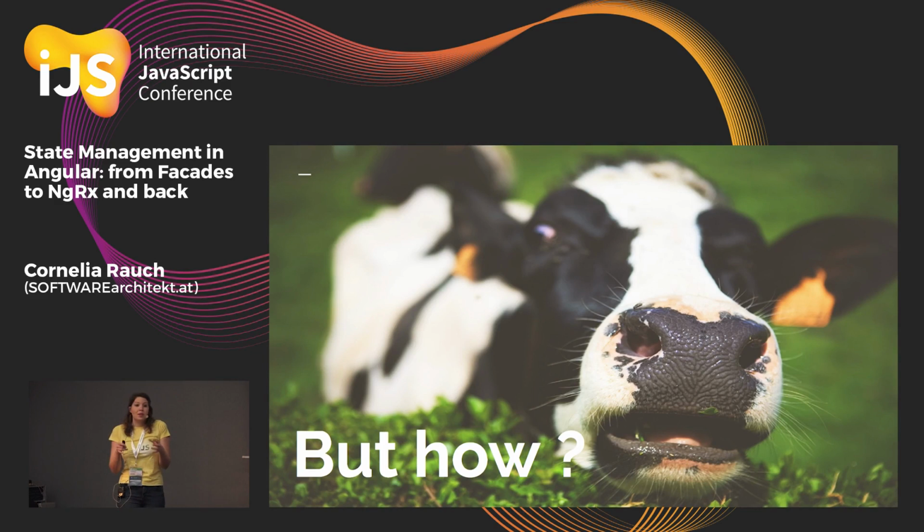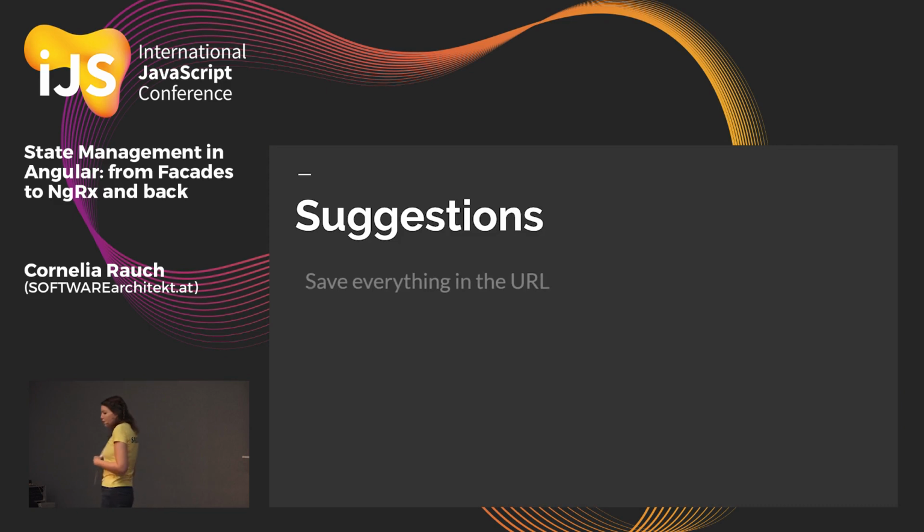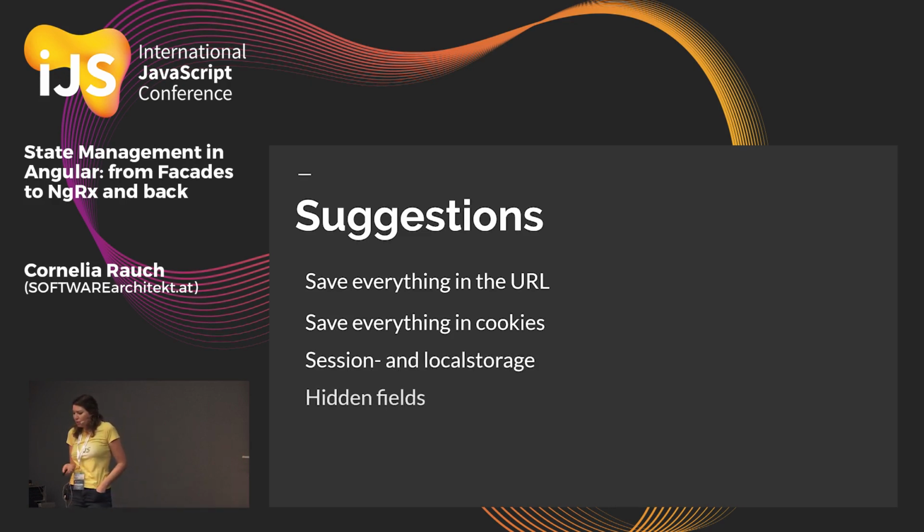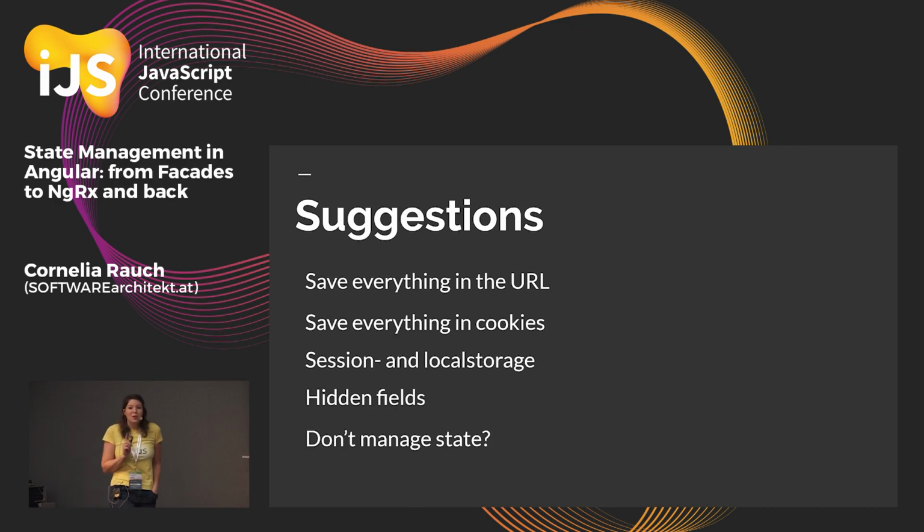So how do we actually manage state in our application? There are certain ways that were done in the past. For example, you can just save everything in the URL, right? That's a good idea. Or you can save everything in cookies. That has been done in the past. Furthermore, session and local storage, or maybe you should consider hidden fields, or just don't care about state at all. Maybe not the best ideas. All of those ideas are valid, you can do it, but most of them are in plain text, limited in size, and have other issues, so you should not consider those for managing state.